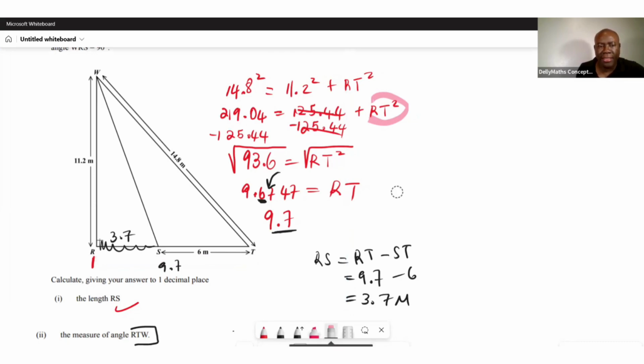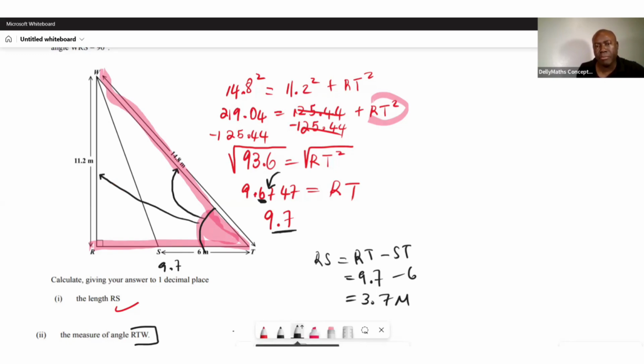Let us highlight that angle RTW. So I'm going to highlight this. I want to find RTW. The angle is where the elbow is, so we're looking for this right here. Now let us think about it. I want to find this angle, but I have the opposite side to the angle, and I also have the hypotenuse side.